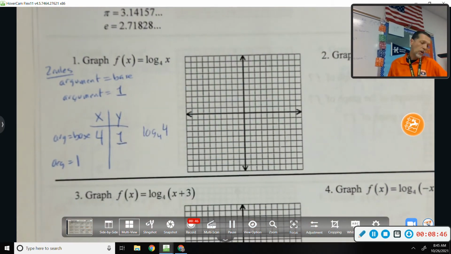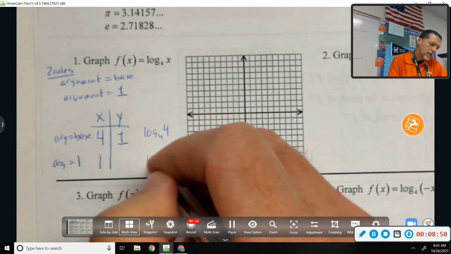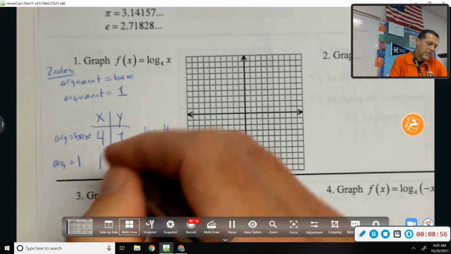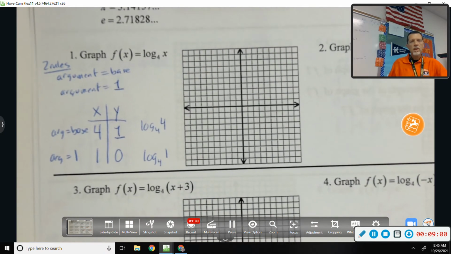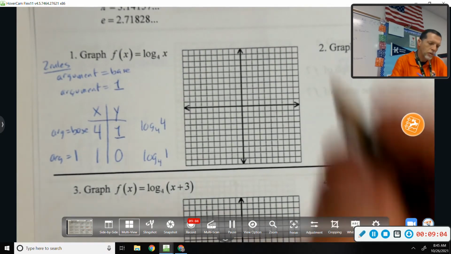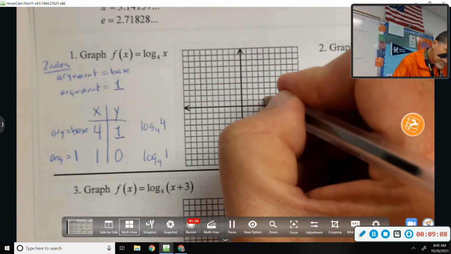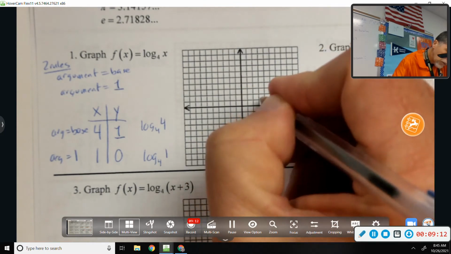And if I want the argument to be 1, well then x would be 1. And what's the log of 1? Doesn't matter what the base is. 0. Okay, this is only 2 points. So let's graph these 2 points and then we'll figure out what else is going on here. So 4, 1 and 1, 0.